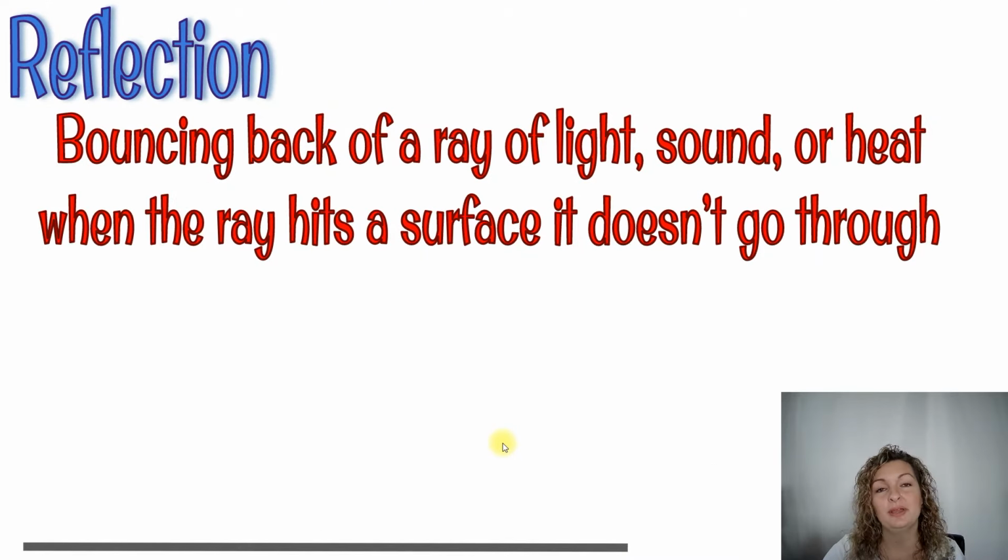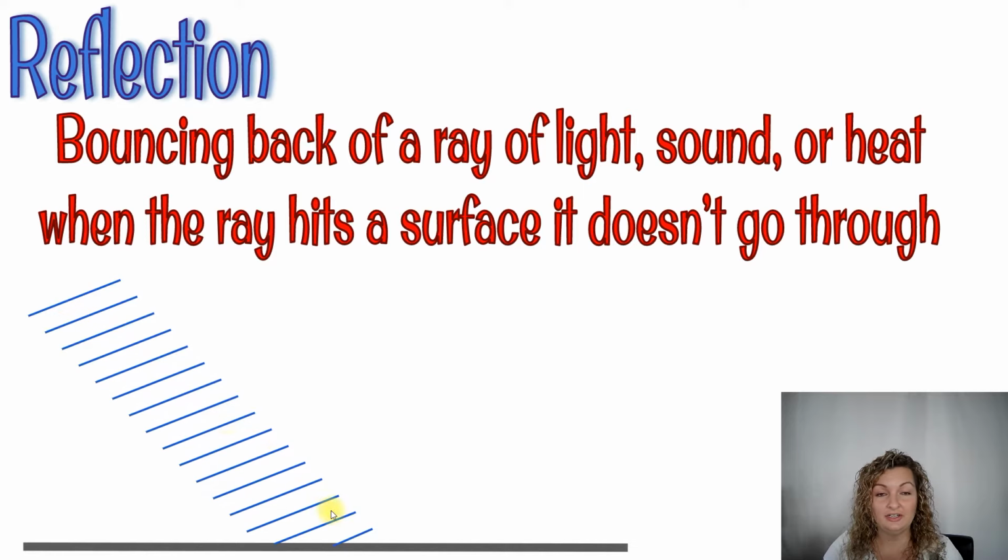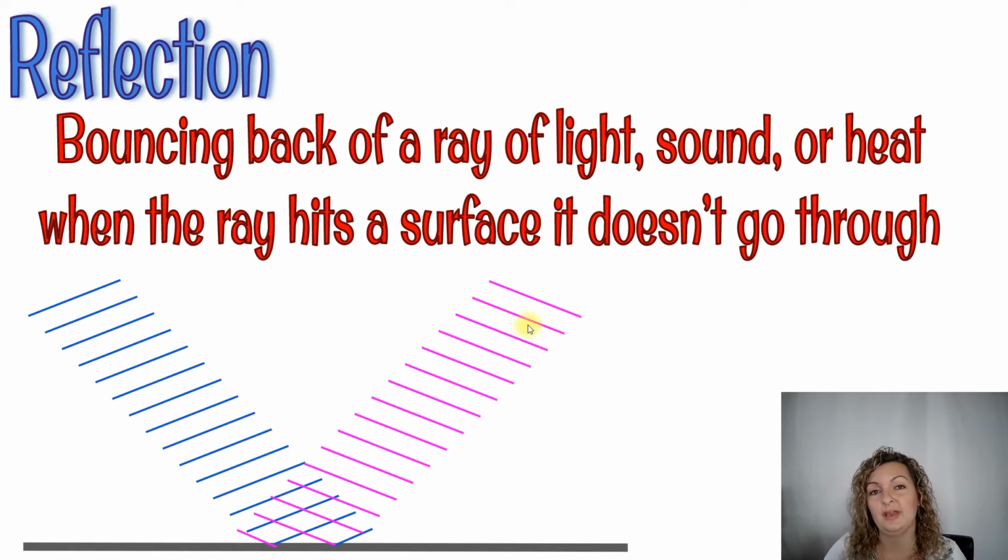And reflection is just the bouncing back of a ray of light, sound, or heat when the ray hits a surface it doesn't go through. So here is just a surface of some sort. It doesn't even really matter, you guys. A ray of light is going to shine down on it and it's going to reflect back out.